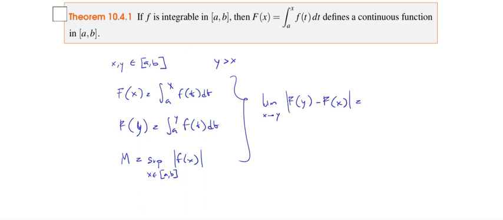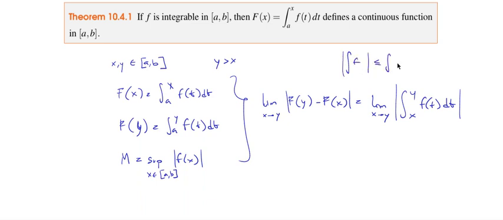Now, how do we prove this? Well, let's just substitute. The limit when x goes to y of F of y minus F of x is the integral between x and y of f(t) dt. This is the absolute value. And now we have to use the property that says the absolute value of an integral is smaller than or equal to the integral of the absolute value.